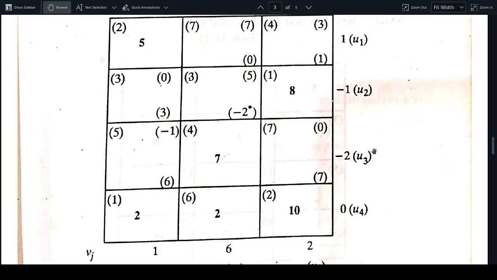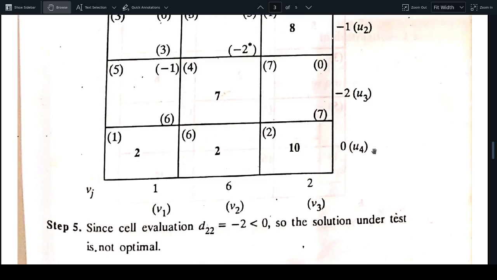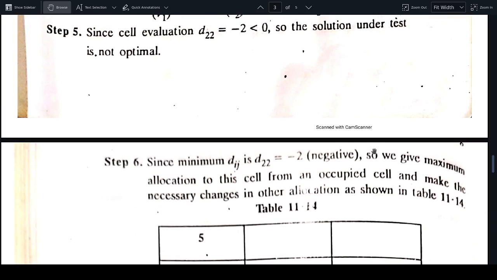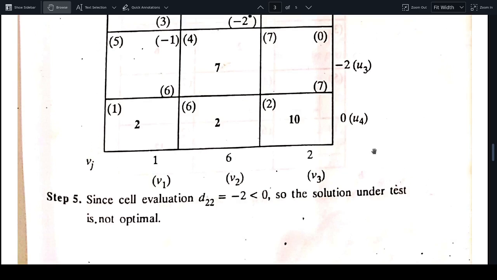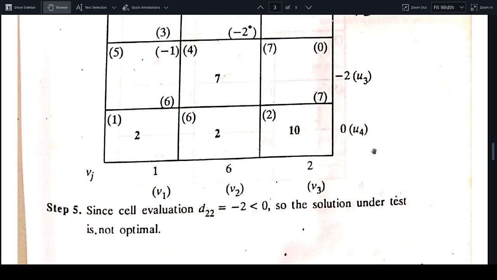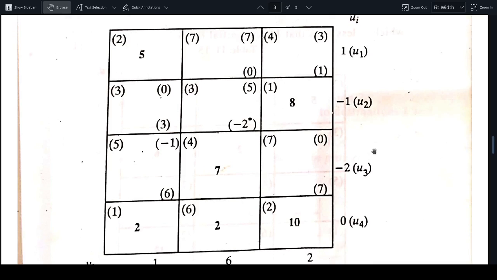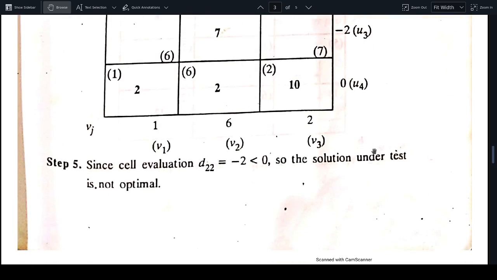Next, what is our aim? Our aim is to remove this minus 2. So what is our aim? From this minus 2, we make one loop. From this minus 2 you consider one point or vertex, and from this vertex you make one loop and try to remove this minus 2, right?